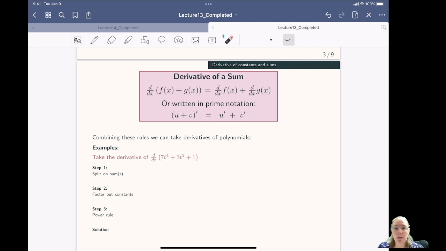All right, so combining the rules that I've talked about up above, we can now take the derivative of a polynomial. So suppose that we're taking the derivative of the polynomial 7t to the 4th plus 3t squared plus 1 with respect to t. Note that we're taking the derivative with respect to t, so this t here is not a constant. It is our focal variable. So the first thing we can do is we can split up the sums using this last derivative rule, that the derivative of a sum is the sum of the derivatives.